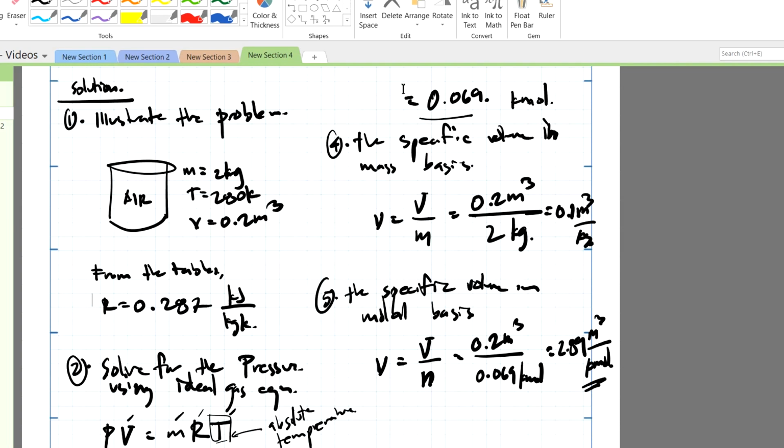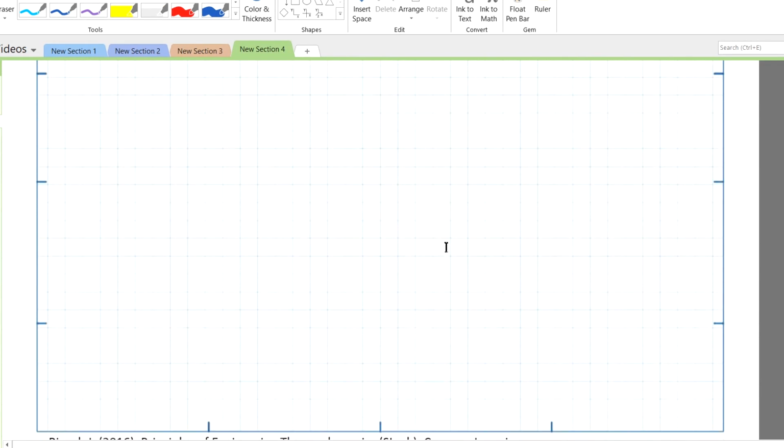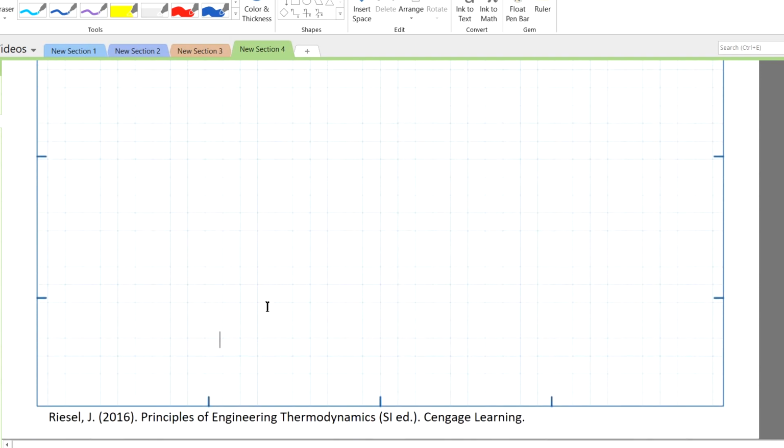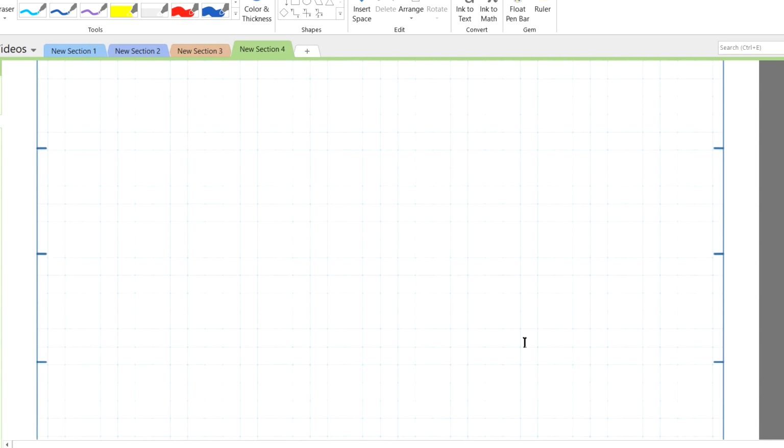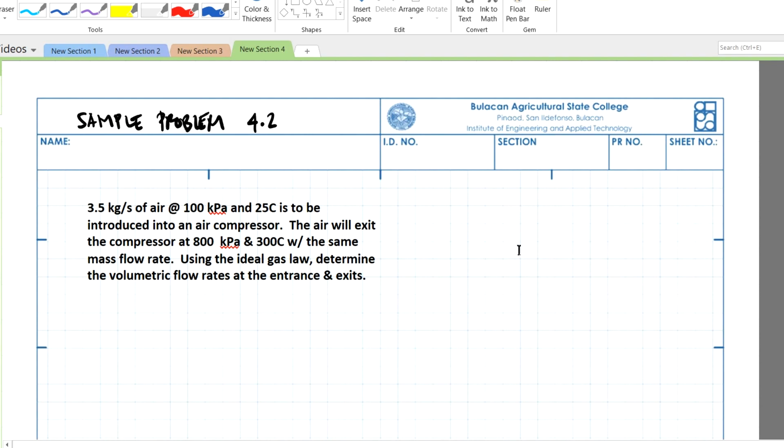Okay, so next problem. The next problem that we have comes from one of our reference texts. It says here 3.5 kg per second is a mass flow rate. So kilograms per second means it is a mass flow rate. Flow rate of air at 100 kPa and 25 degrees Celsius is to be introduced into an air compressor. The air will exit the compressor at 800 kPa and 300 degrees C with the same mass flow rate. Using the ideal gas law, determine the volumetric flow rates at the entrance and exit.